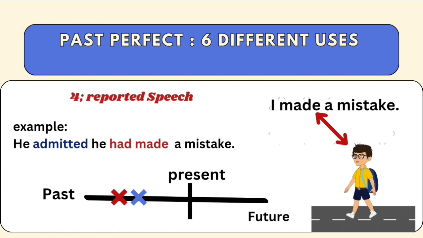Here's another one. I made a mistake. He admitted he had made a mistake. Once again, the mistake was made in the past, and then the admission was also made in the past. But making the mistake happened before. So made a mistake becomes had made a mistake.